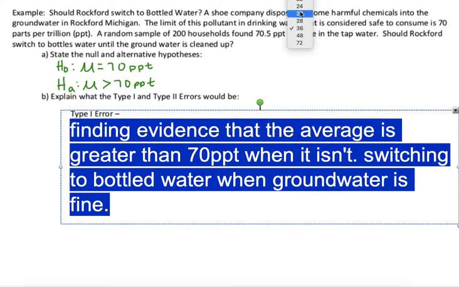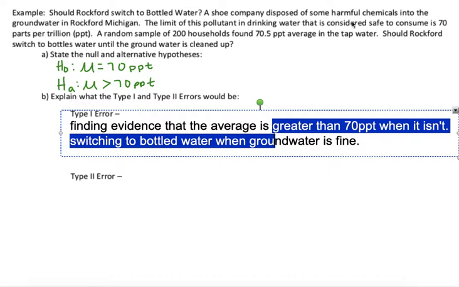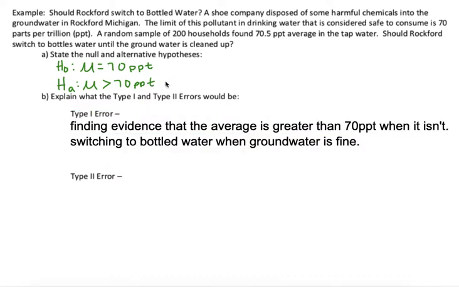We would say, okay, we have found evidence that the average groundwater pollutants is greater than 70 parts per trillion, so we're going to tell the households in Rockford to switch to bottled water. You need to go ahead and switch to that. And so when we look at this, that would be a mistake. If we're now going to spend lots of money switching to bottled water and investing in that and cleaning and doing a boil order, but the groundwater is fine.